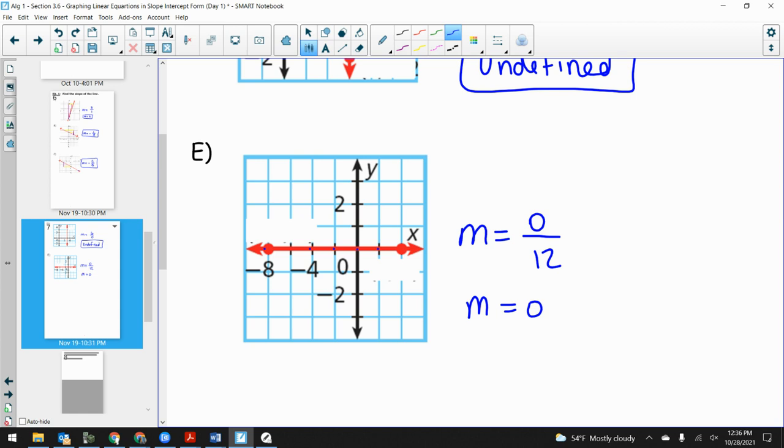Okay? So any vertical line is going to be an undefined slope, where any horizontal line is going to be a 0 slope.